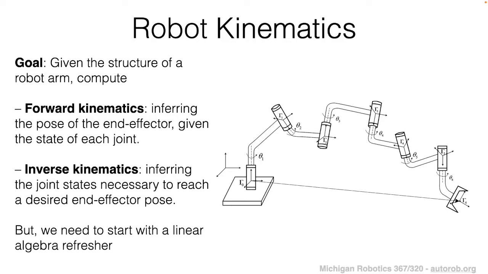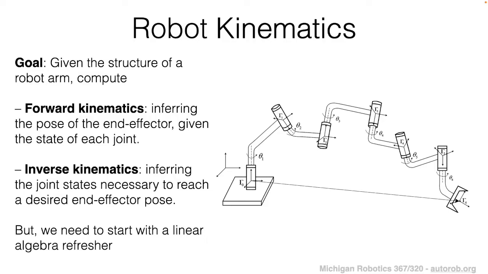The second topic, which we'll be talking about after forward kinematics, is what's referred to as inverse kinematics. And so in inverse kinematics, you go the opposite direction. You'd say, given some desired pose of the end effector, what joint states does the robot need to take in order to reach that desired end effector pose? And so we're going to be talking about that after we talk about forward kinematics.